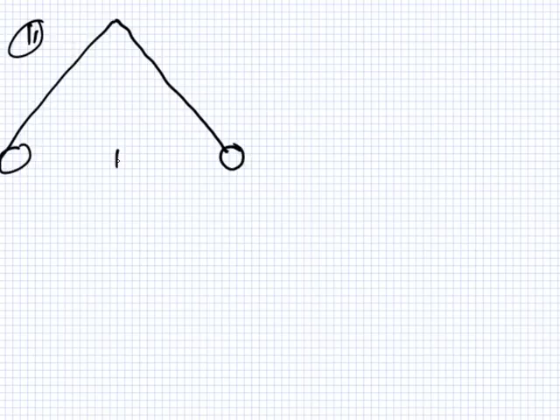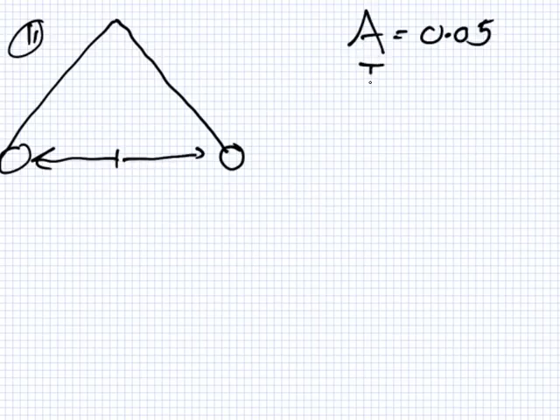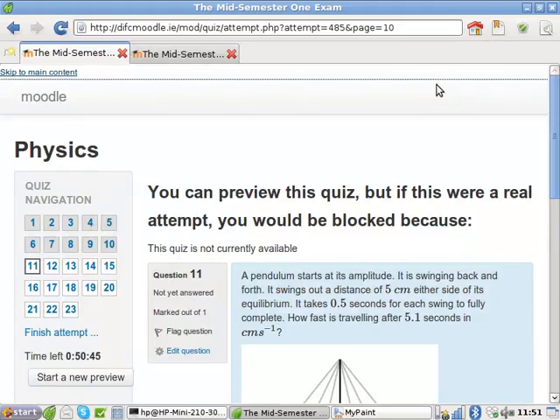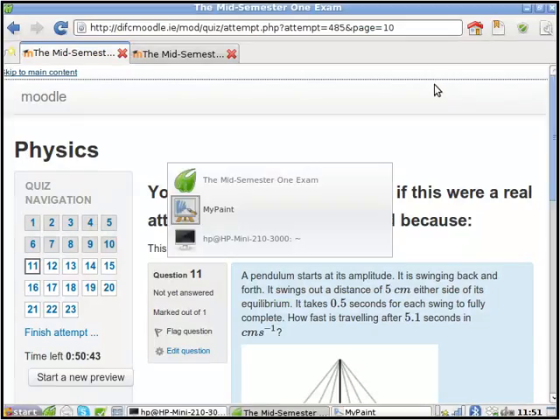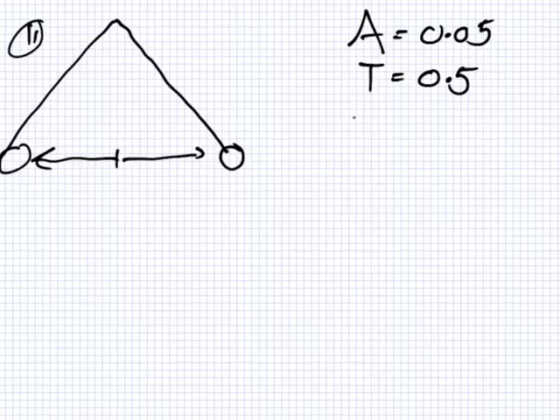Okay, so what you have here, here's the pendulum, and it's swinging back and forth. So this is simple harmonic motion. The amplitude, I said, was 0.05. The time was 0.5? Yeah. Okay, so we can get omega. What's the formula for omega? 2 pi over T. 2 pi over T.